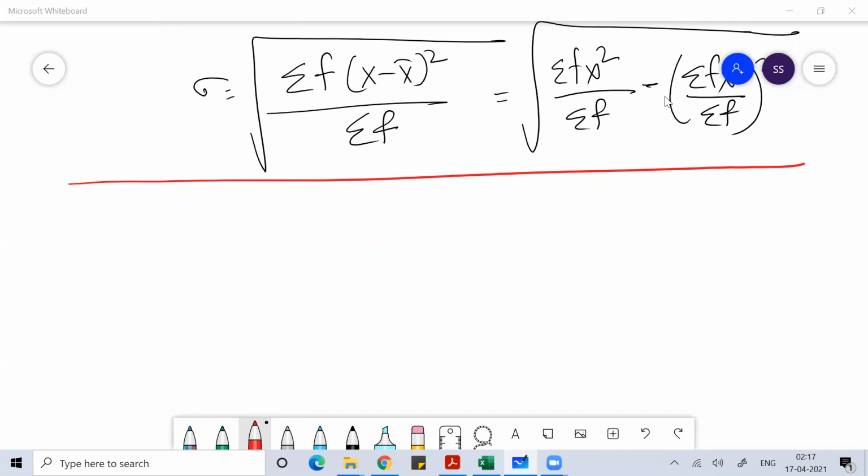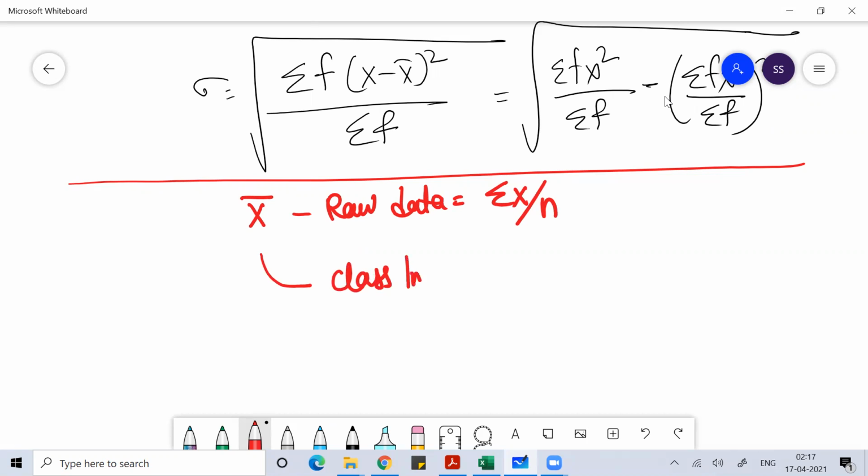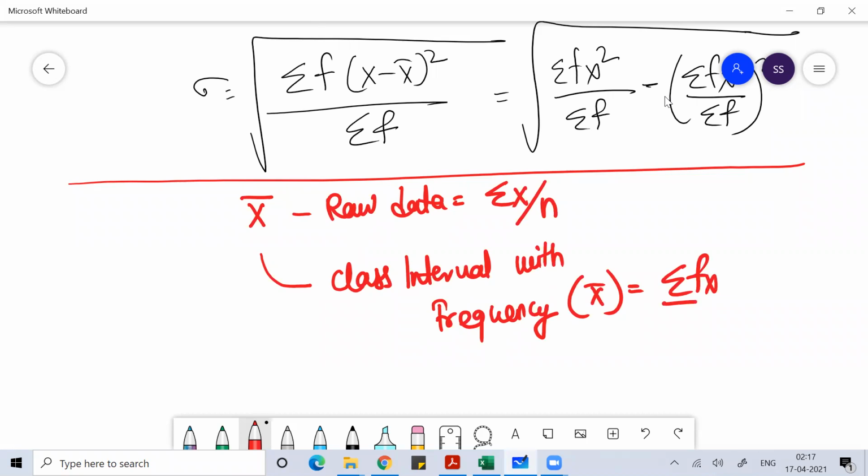Similarly, when I talk about mean, we represent it with this symbol. When you have raw data, you calculate the mean with the formula: sum of data divided by number of data. And when you have a class interval with frequency and you want to calculate the value of mean, you use the formula: sum of fx by sum of f.